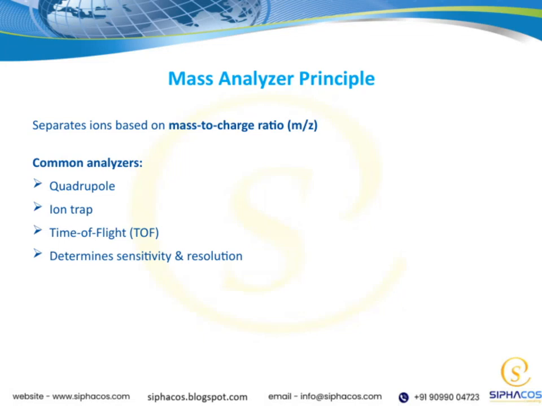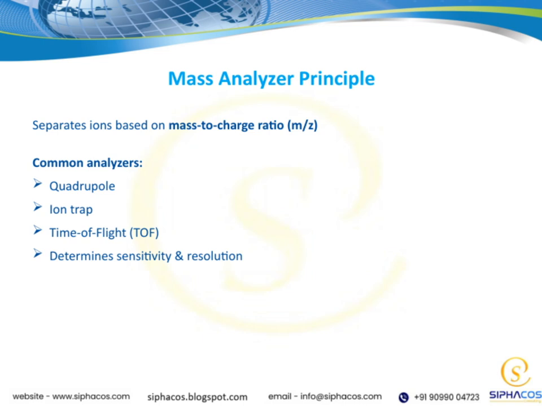Now, let's take a closer look at the mass analyzer principle. Essentially, this component is responsible for separating ions based on their mass-to-charge ratio, which is often abbreviated as M/Z. This separation is crucial because it allows us to identify and quantify different ions within a sample. There are several common types of analyzers used in mass spectrometry.